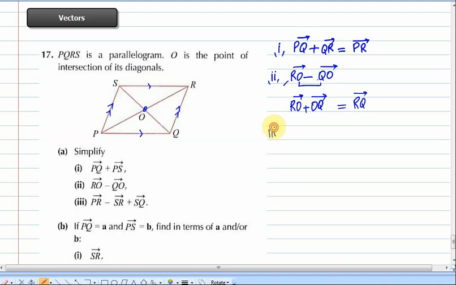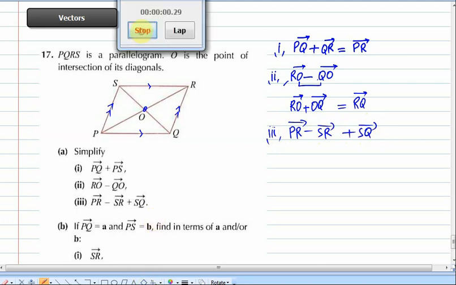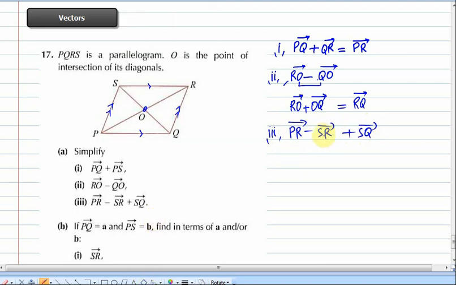Third part, PR minus SR plus SQ. Now first you need to do it by yourself. You have 30 seconds. First, I am going to use the negative vector of SR. It will be PR plus RS plus SQ. Now PR plus RS, we can add them. It will be PS plus SQ and the answer will be PQ. Right, so we have done the first three parts.